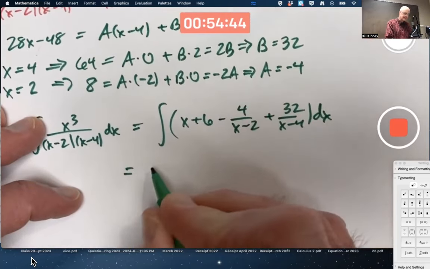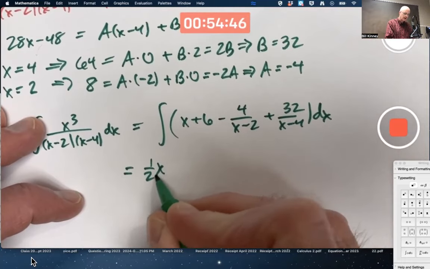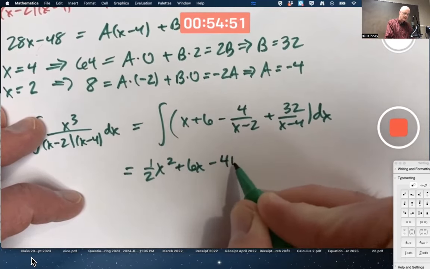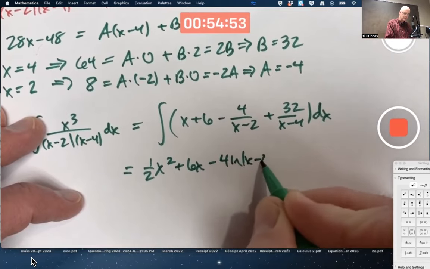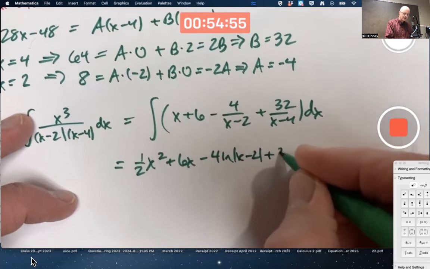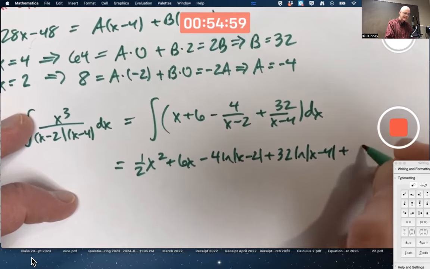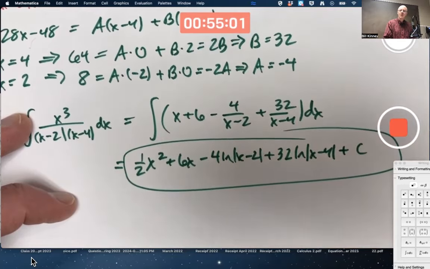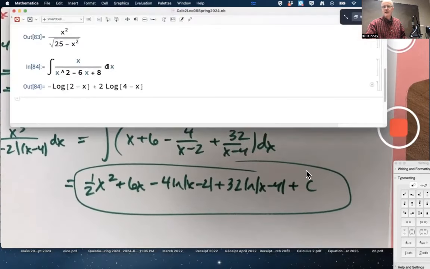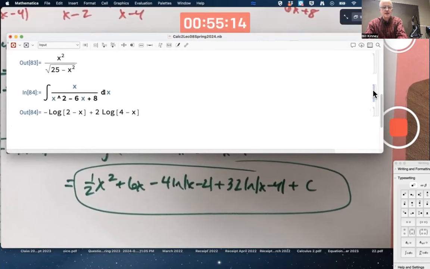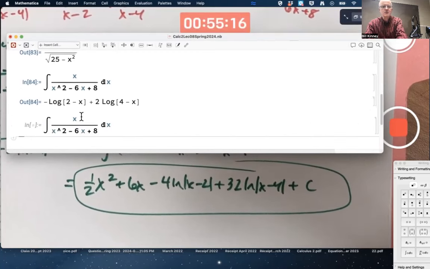That integral is now easy to do. 1/2 x squared plus 6x minus 4 natural log of the absolute value of x minus 2 plus 32 times natural log of the absolute value of x minus 4 plus c. Wow. Check it. I'll just copy and paste this other integral and change the x to an x cubed up top.